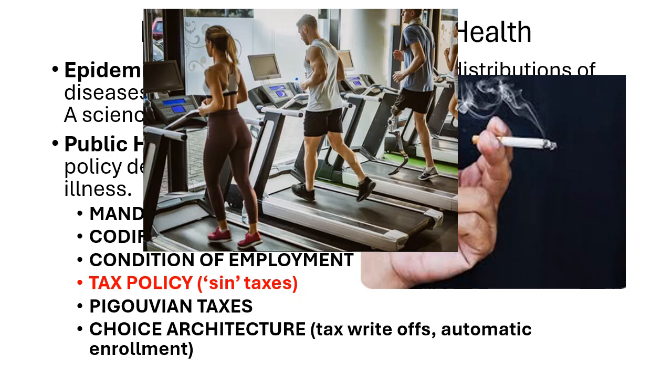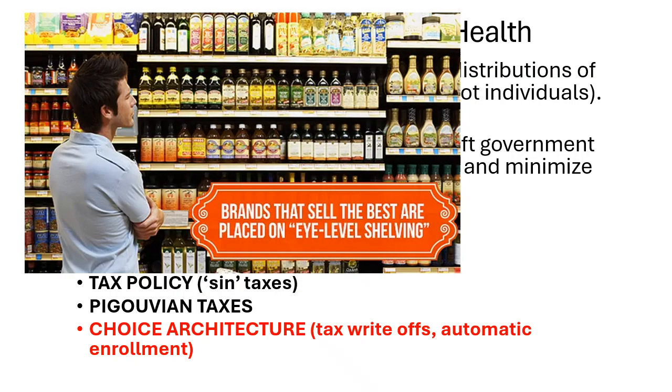Choice architecture, interesting. As I said, if you do just about 20 minutes a day of cardiovascular exercise, anything that gets your breathing and your heart rate up, that will greatly improve your health. So that's something we encourage people to do using choice architecture, and I'll explain that in a minute.